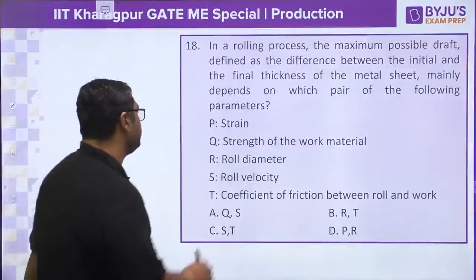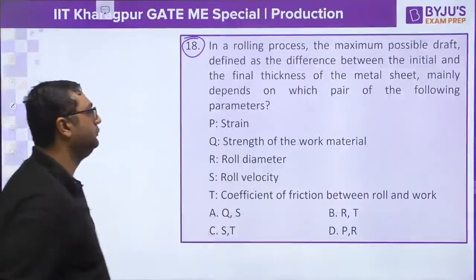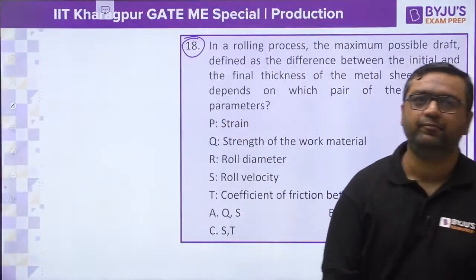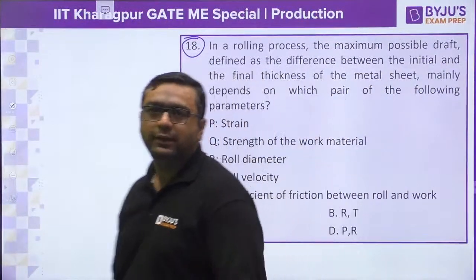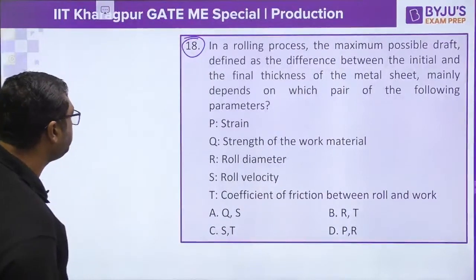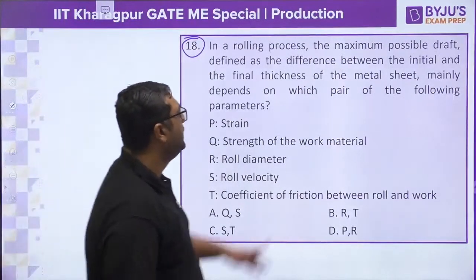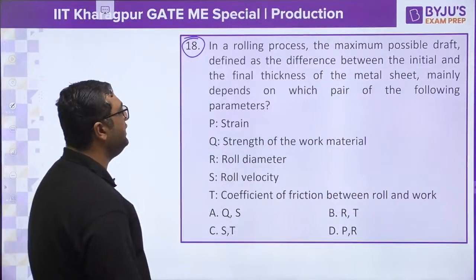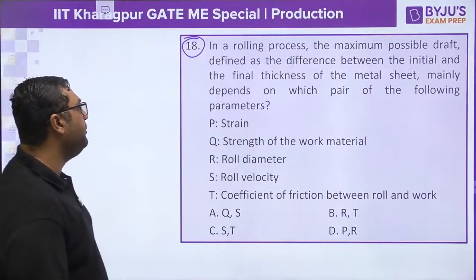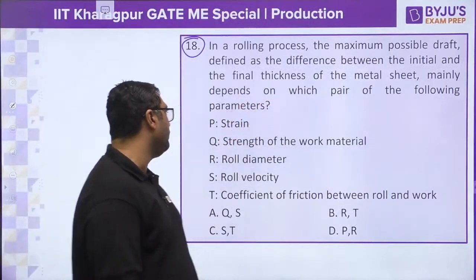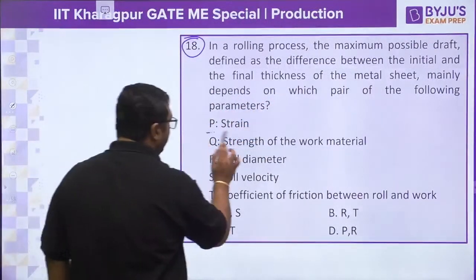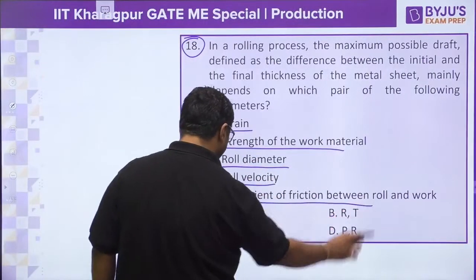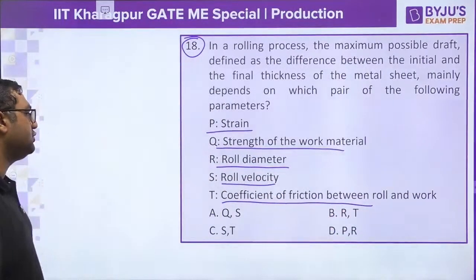Question number 18, guys. What would be the answer this time? This time they are asking: in a rolling process, the maximum possible draft, defined as the difference between initial and final thickness of the sheet metal, mainly depends on which pair of the following parameters: strain, strength, diameter, velocity, coefficient of friction. What will be the answer?